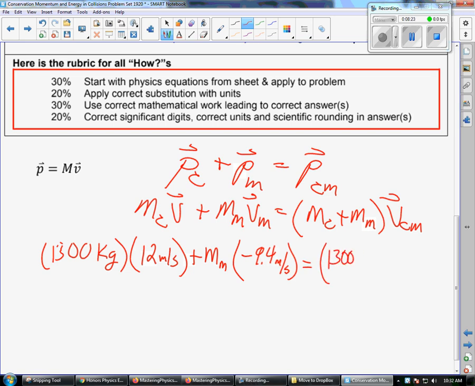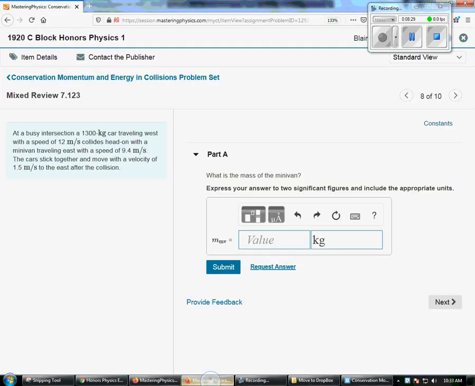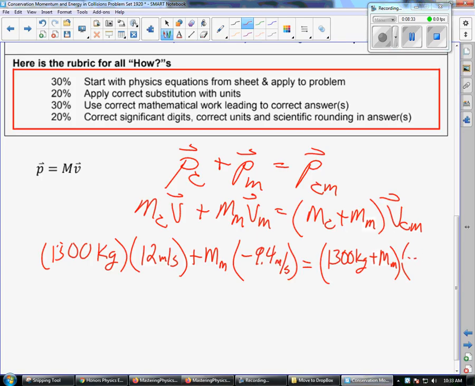1,300 kilograms plus mass of minivan. And their final velocity, I'm told, is 1.5 east, so negative 1.5. Wow. I think we'll hit save. Last bit didn't show up quite right, so.